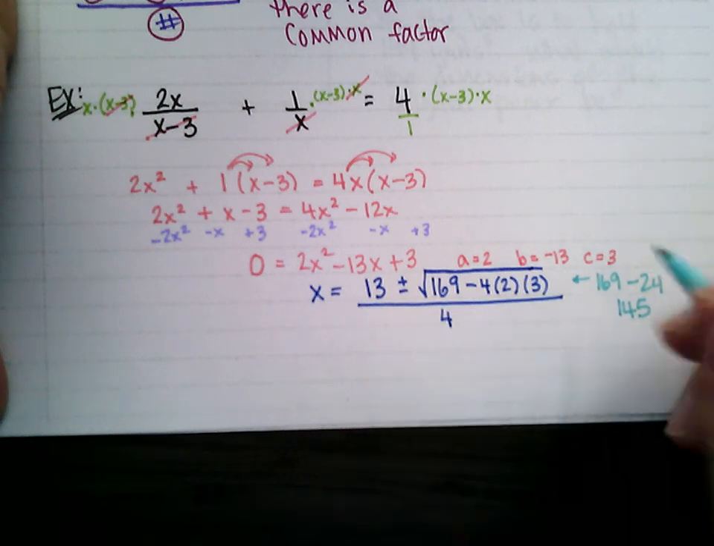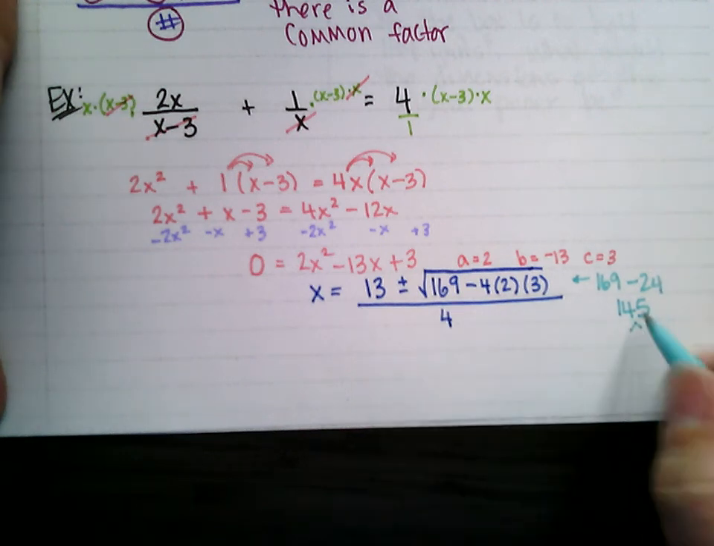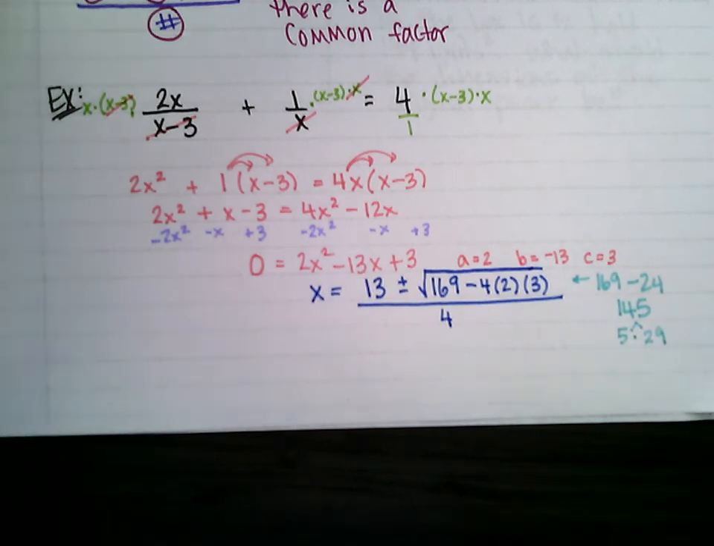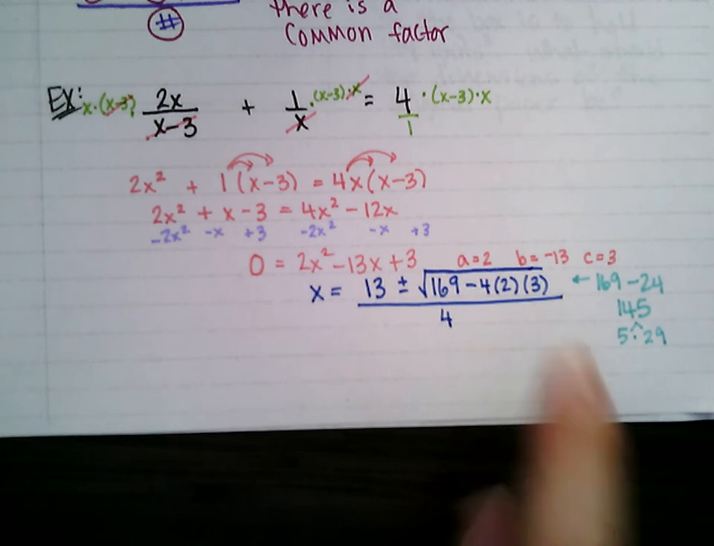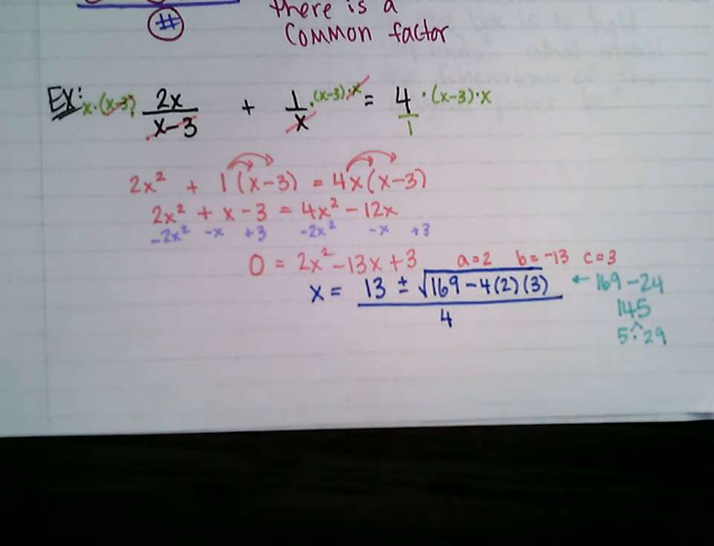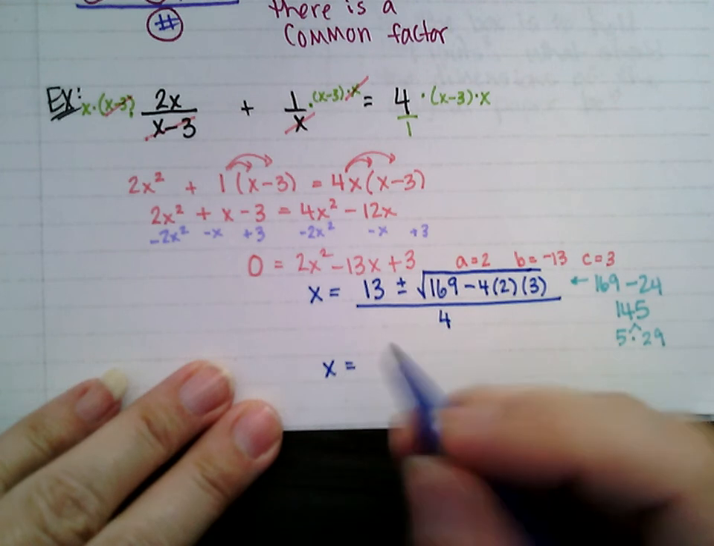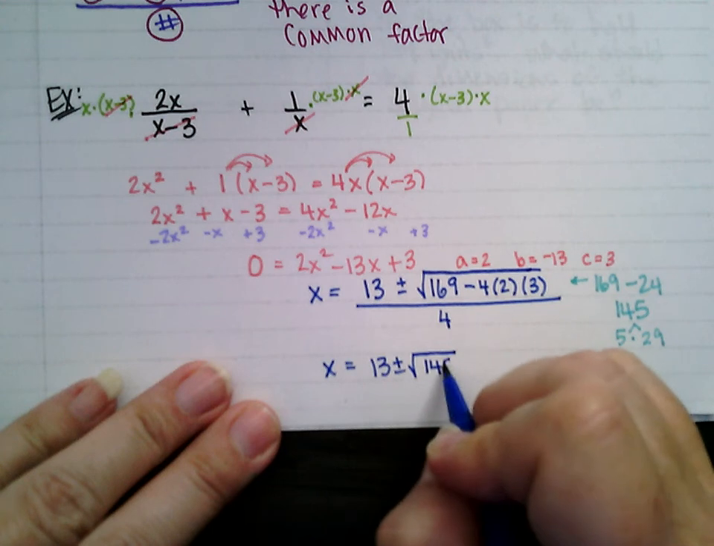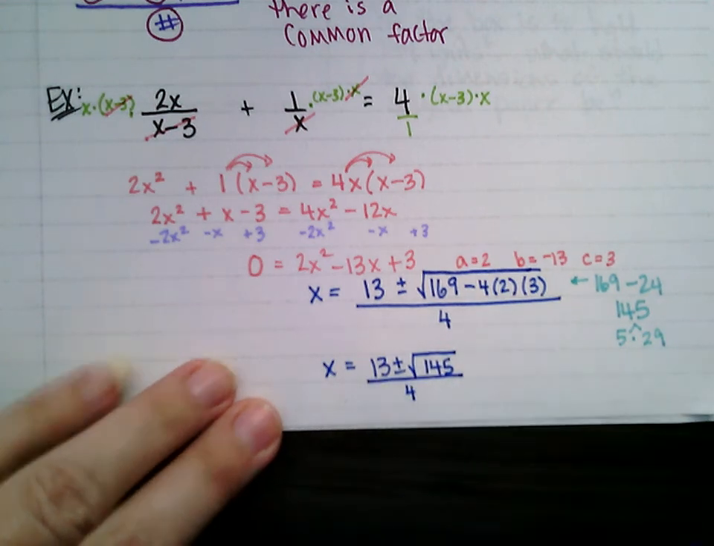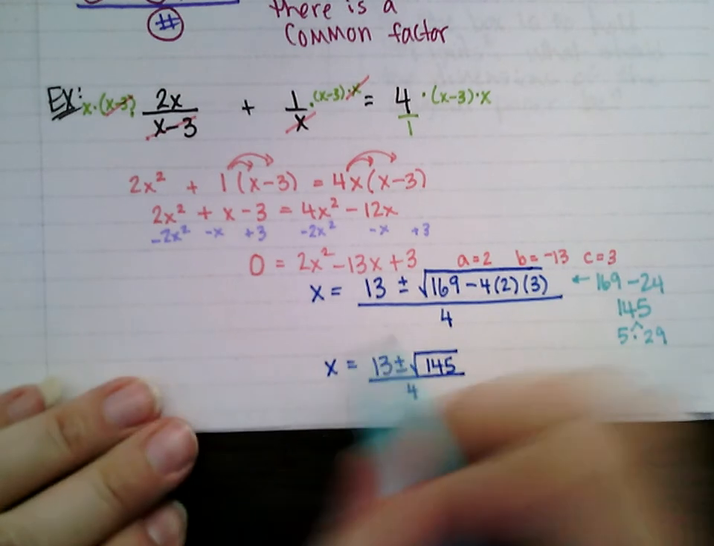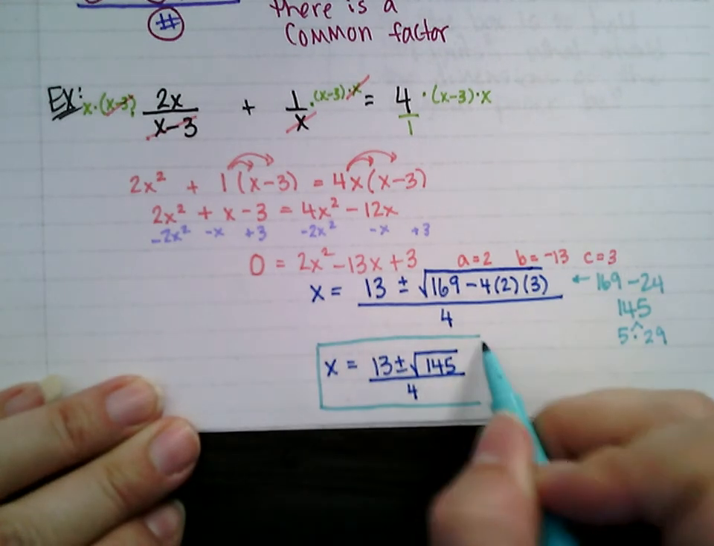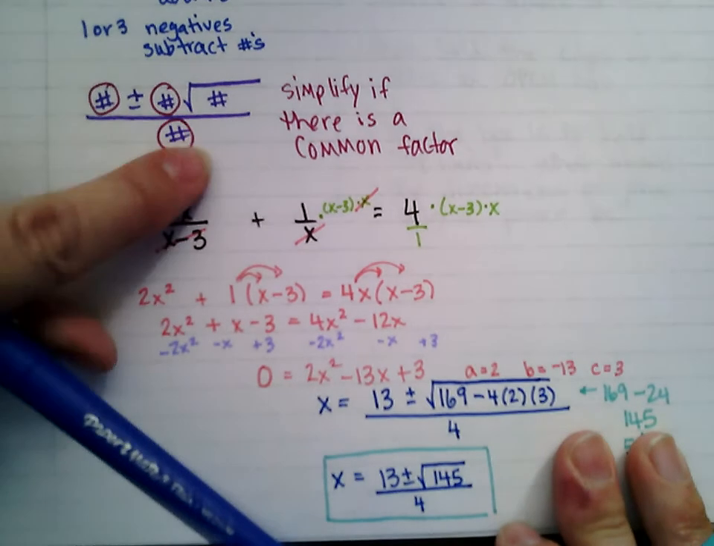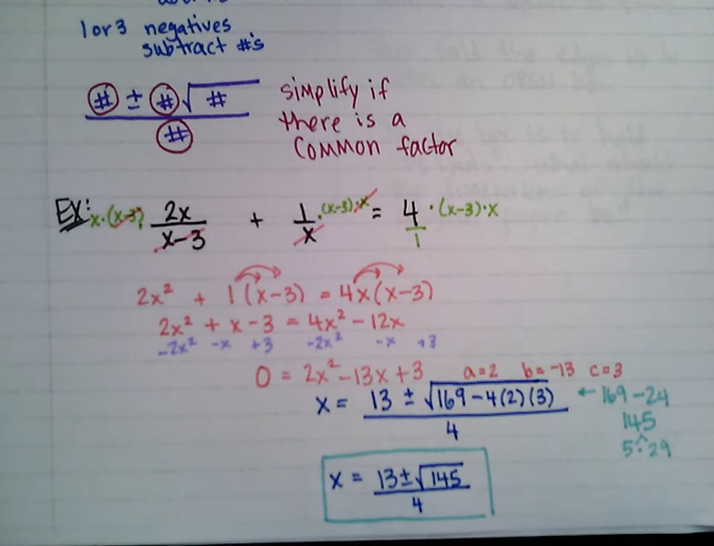That's in a radical, so I've got to think about simplifying the radical. 145 is obviously divisible by 5, which would be 29. 5 and 29 don't break down anymore, so that square root of 145 can't be simplified. So I would have x equals 13 plus or minus the square root of 145 all over 4. That cannot be simplified any further. Remember that if it could be simplified, I would have to look at those three numbers to be able to divide out a common factor.